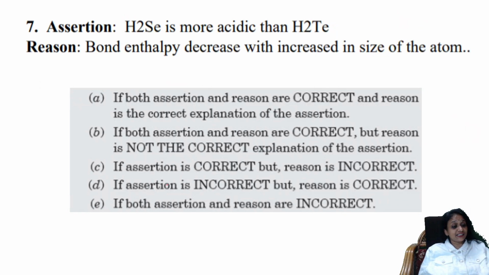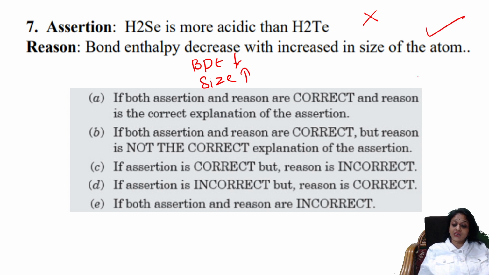H2Se is more acidic than H2Te. All right. Assertion: H2Se is more acidic than H2Te. It is wrong. Reason: bond dissociation enthalpy decreases with increased size of an atom. Okay, let's see. BDE decreases as size increases. This is right. Let us see.